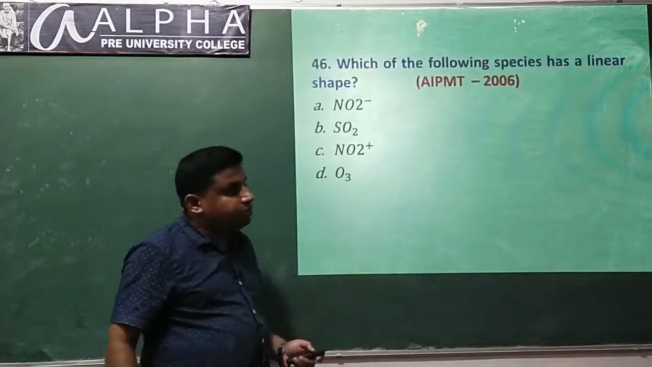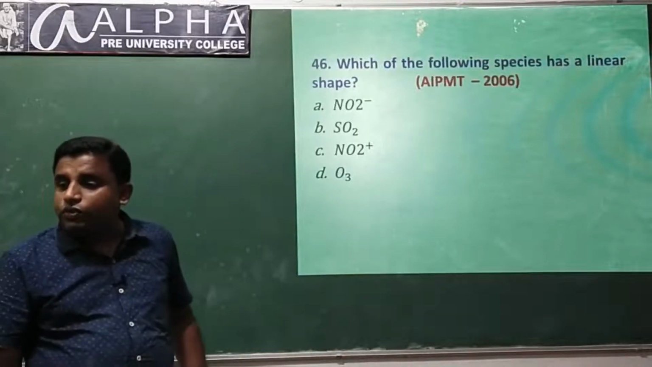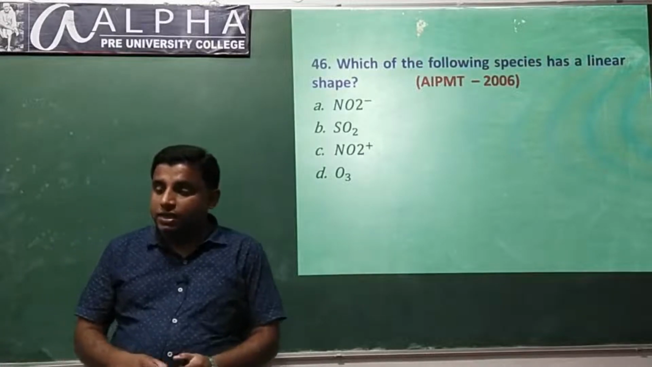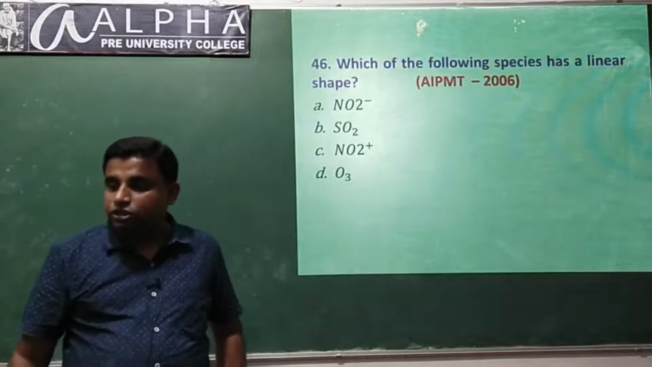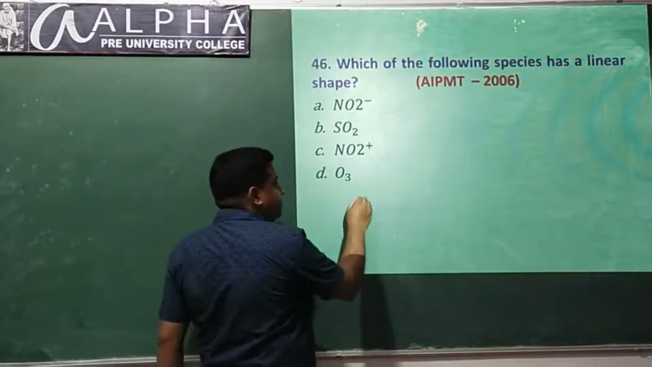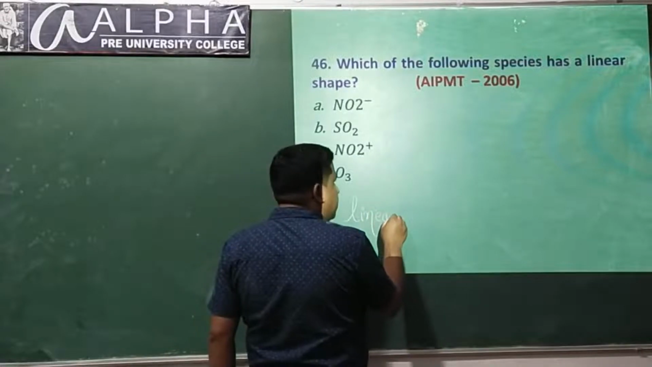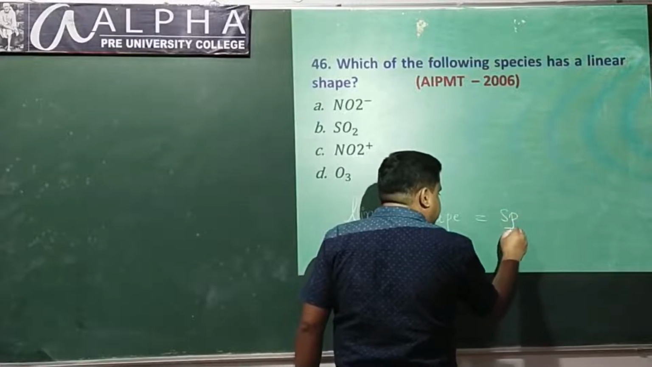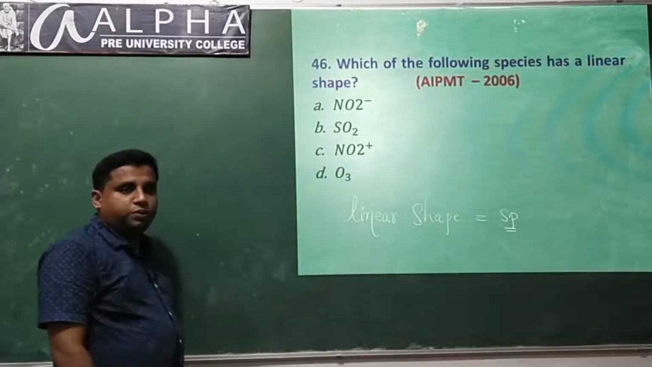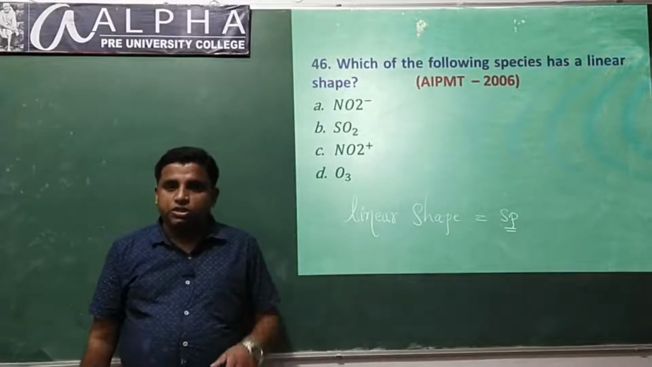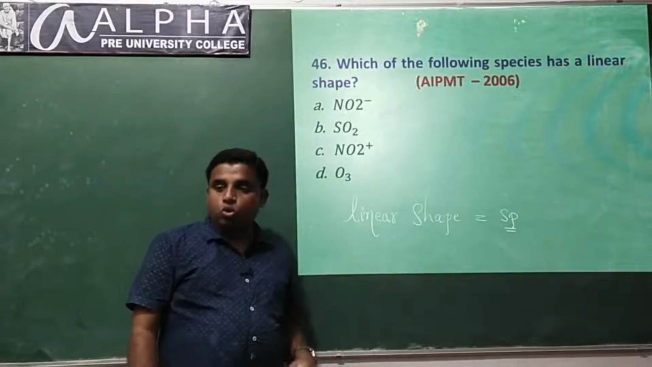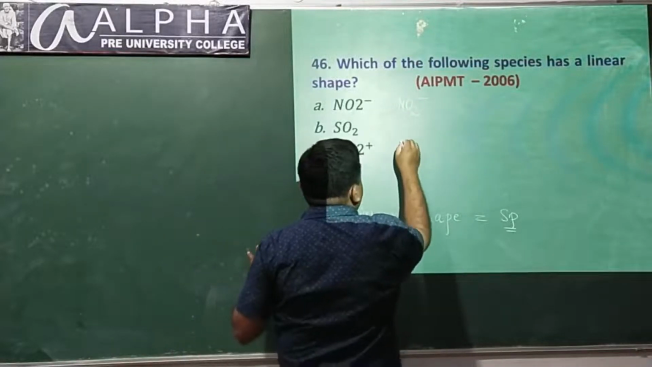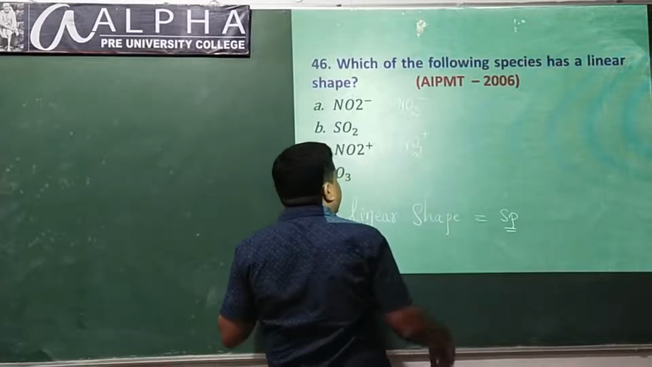Next question. Which of the following species has a linear shape? Linear shape means what type of hybridization? SP hybridization. The hybridization has to be SP. Is it NO2 minus, SO2, NO2 plus, or O3?